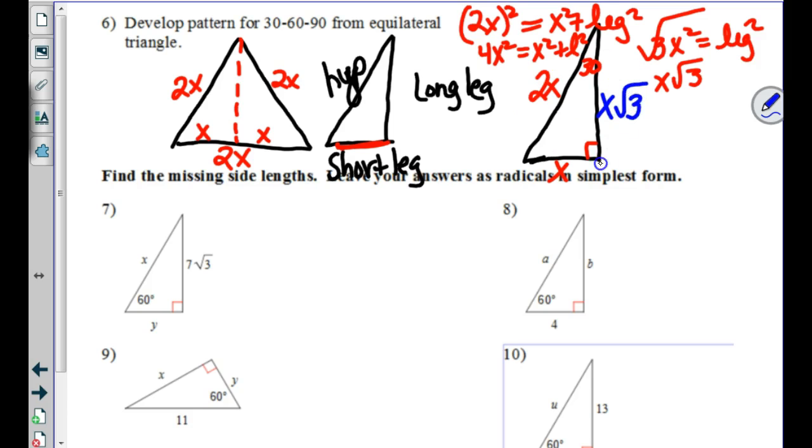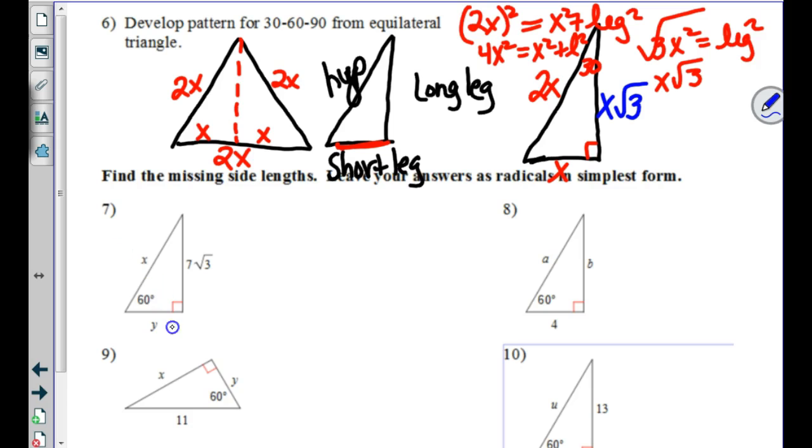Now, students, I think, have trouble with this pattern, first of all, because it's just kind of messy. But a lot of us forget that square root of 3 is actually shorter than 2. Okay, square root of 3 is like 1.7. Everybody wants to put that in the wrong spot.